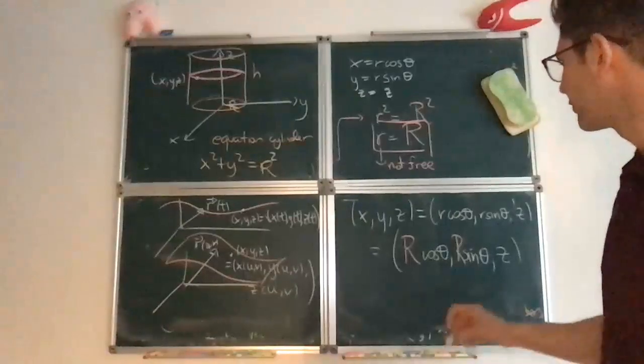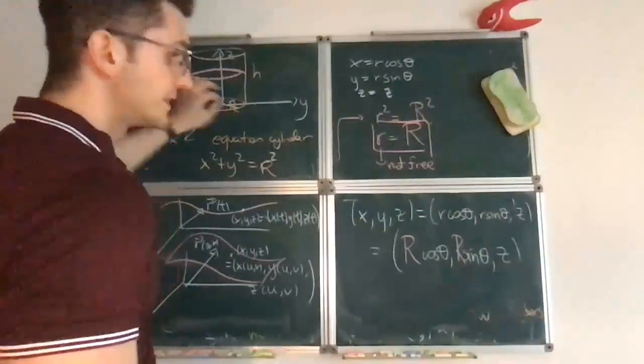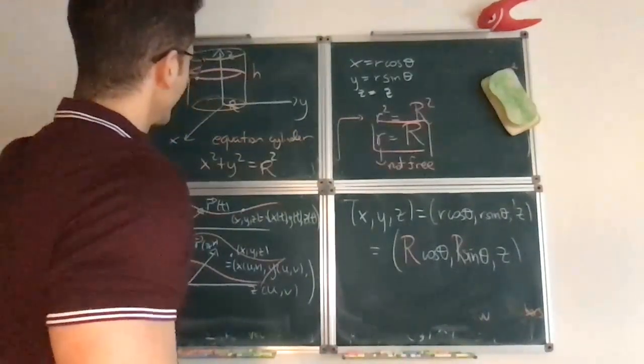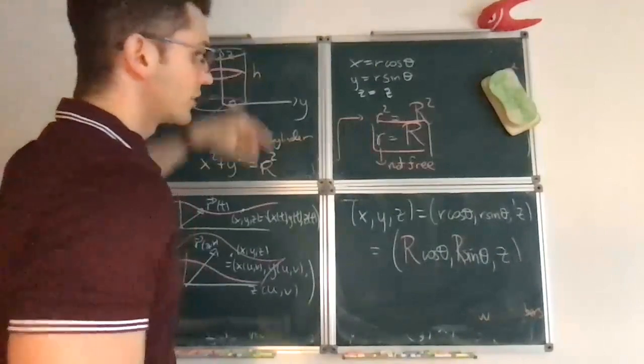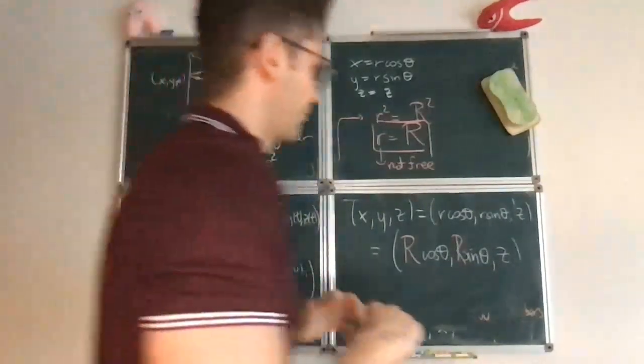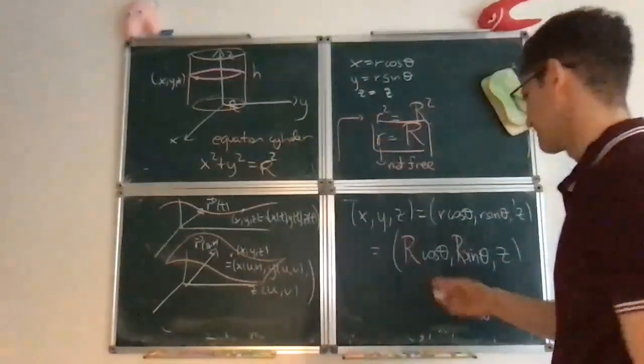So that means that the only two variables that are free to change along the surface of the cylinder are theta and z. That makes sense because you're allowed to move a point vertically along the z-axis, and you're also allowed to rotate a point. So you can change the angle of a point, but you cannot change the distance of a point to the z-axis. That's what this is saying.